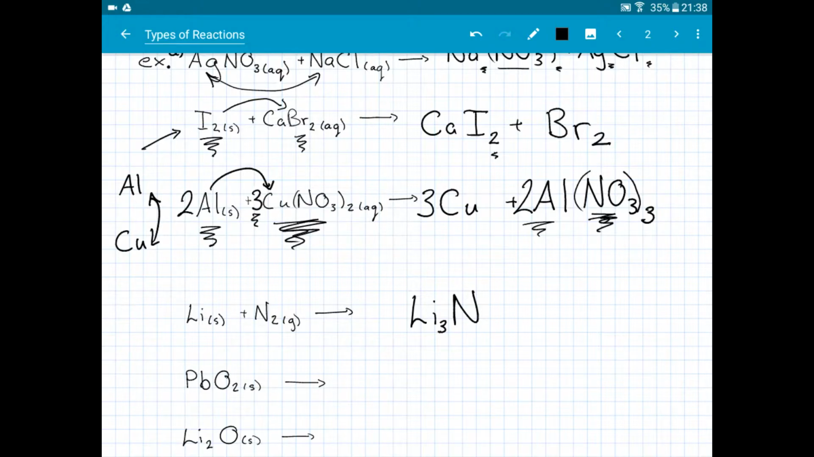So I can balance a nitrogen. So we have 2 nitrogens on this side now. We have 2 nitrogens on that side. But we have 6 lithiums on this side because 2 times the 3. So we need 6 lithiums on that side as well.